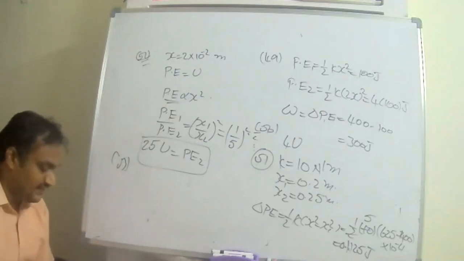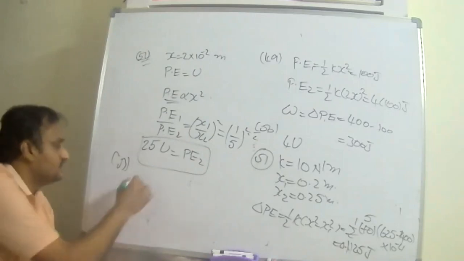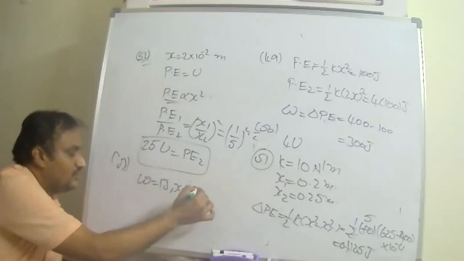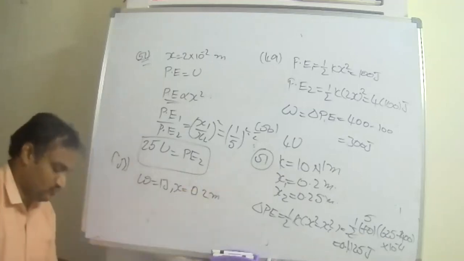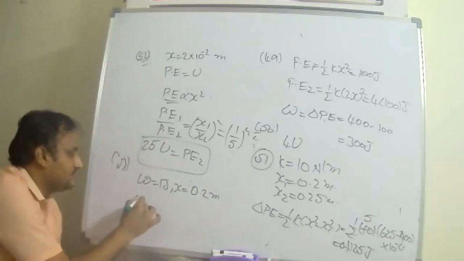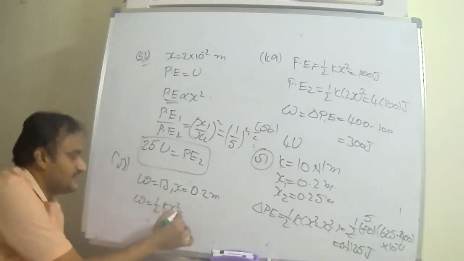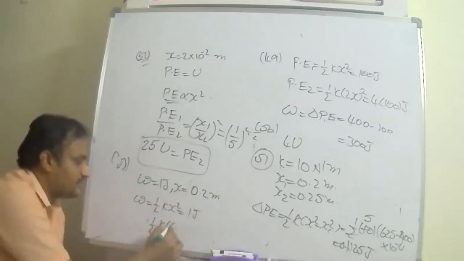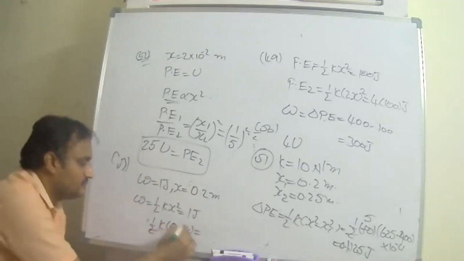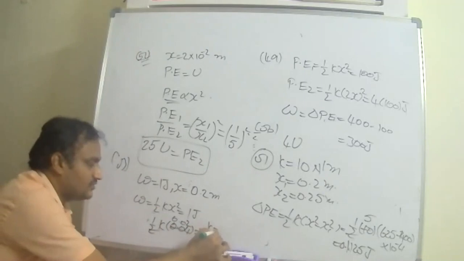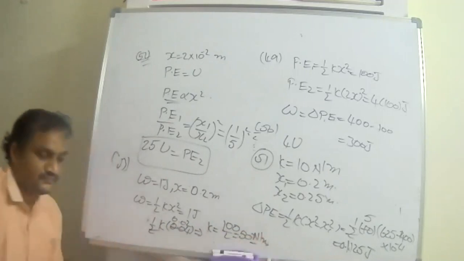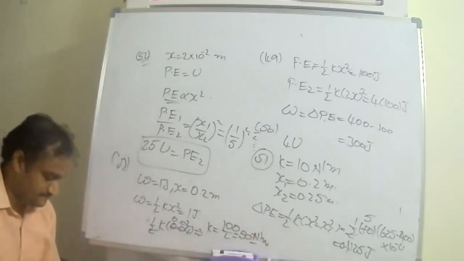If 1 joule of energy is required to stretch a spring through 20 centimeters, the force constant of spring is? Direct. So work done is equal to 1 joule, and it is stretched through 0.2 meters, 20 by 100. So W is equal to half k x square, that is equal to 1. So 1 by 2 k x square, and 0.2 into 0.2, 0.04. So k is equal to 100 by 2, or 50 Newton per meter. K is equal to 50 Newton per meter.